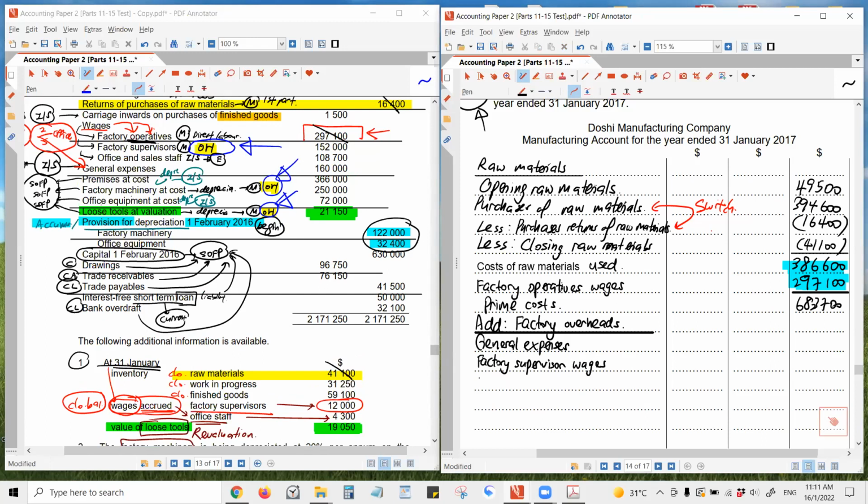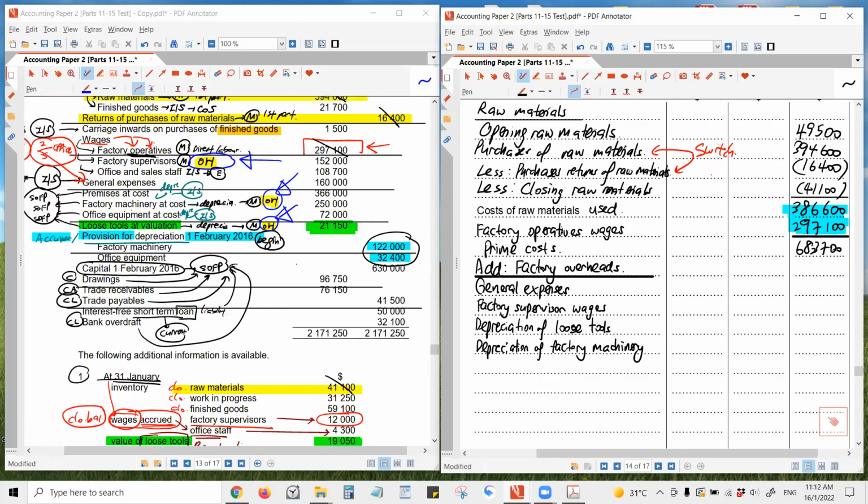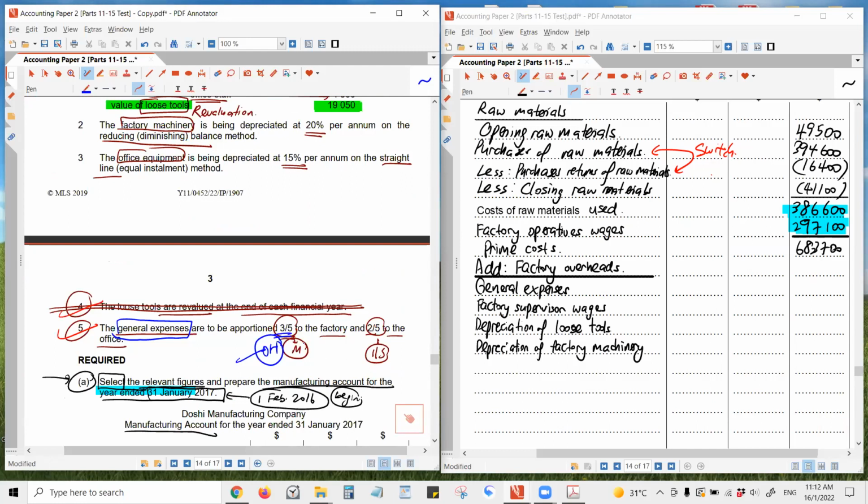Then depreciation of loose tools, factory machinery. Okay. Now, let me pick up the numbers. General expenses, 160,000, multiply it with, just now we looked at the fraction, right? From info number 5, 3/5. So times 3/5.